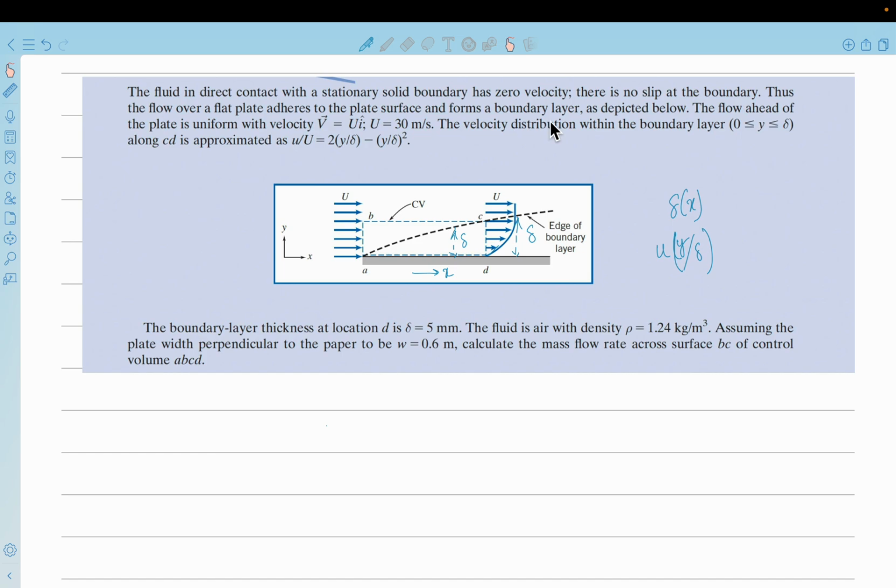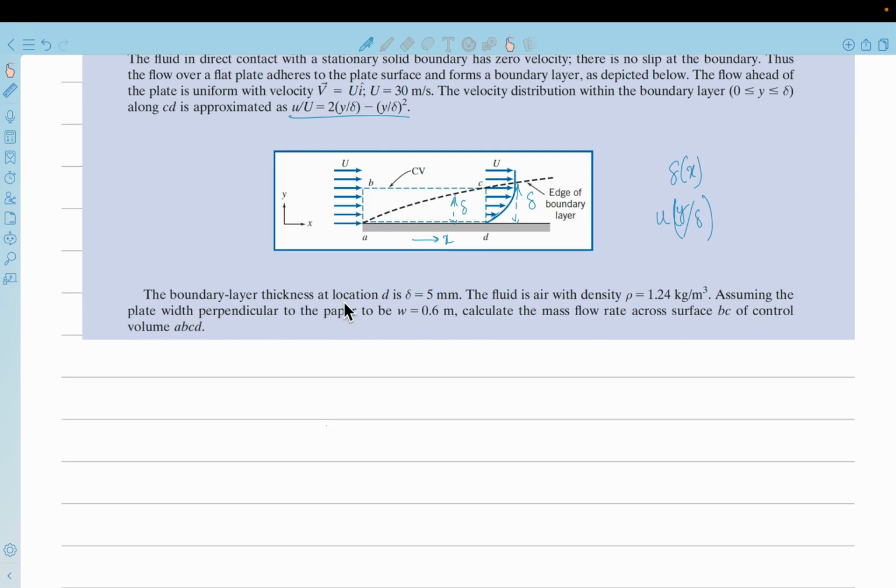So what you are given is that a boundary layer is formed. The flow ahead of the plate is initially uniform with some velocity capital U, and the velocity distribution within the boundary layer is given to you as an approximation. So this is the function. Little u is the velocity at any location, but it is normalized with the free stream velocity capital U. Okay, and that is given as a function of y by delta. Boundary layer thickness at some location. So at this location D, the boundary layer thickness delta is given to you as 5 mm.